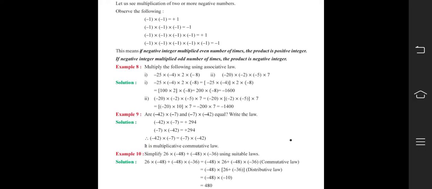What is the question given here, children? Minus 25 into minus 4 into 2 into minus 8. And the second one is minus 20 into minus 2 into minus 5 into 7. So you should use associative law and do this multiplication. Okay ma'am?